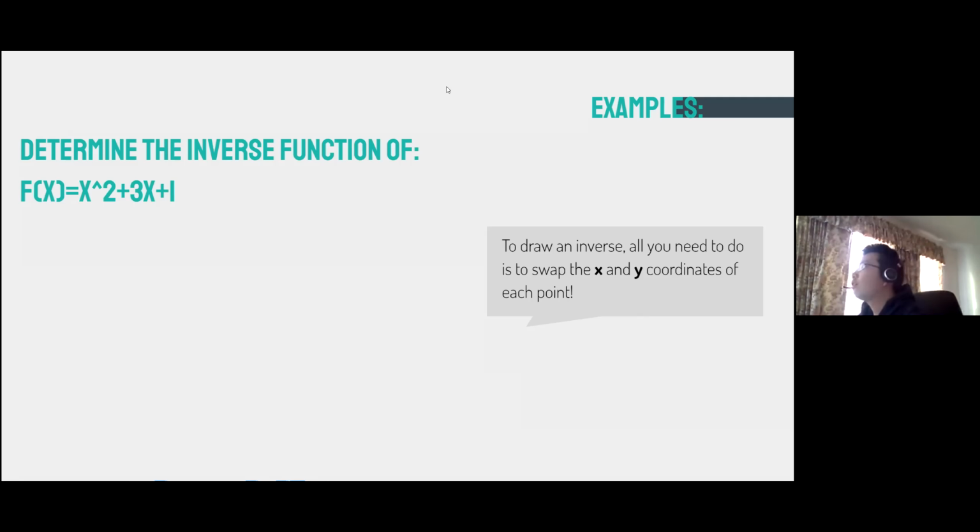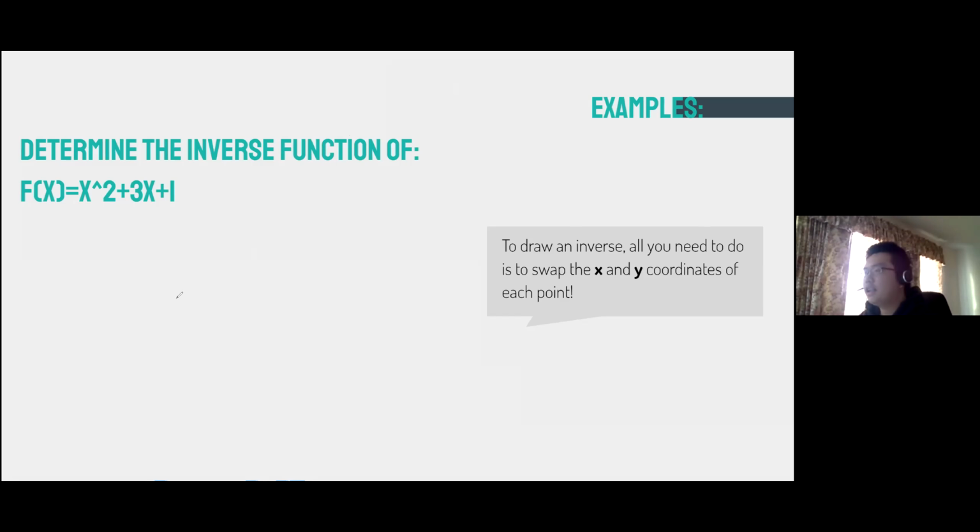That's close, but the actual way is a bit more complicated. We're going to talk about a simpler version first. If you don't have any ideas, here's a hint. The hint is actually here. To draw an inverse, all you need to do is swap the x and y coordinates of each point. That's your hint, right? So let's do a simple one.